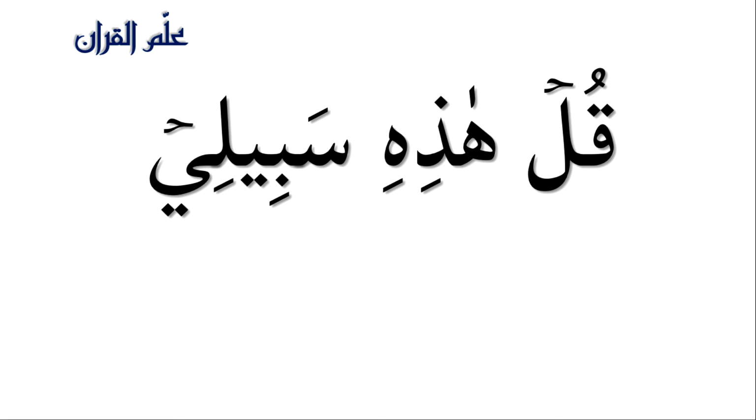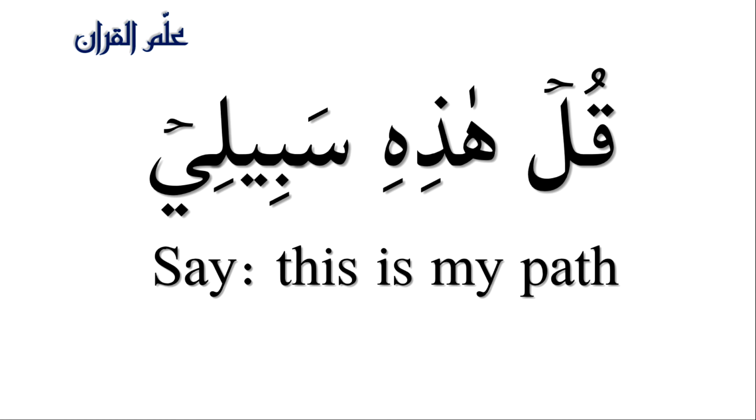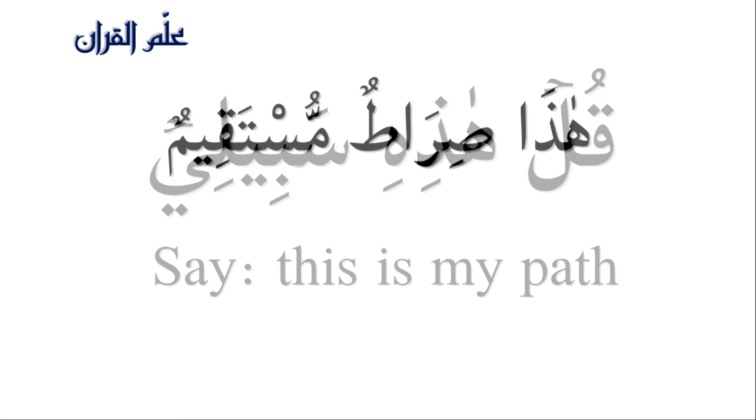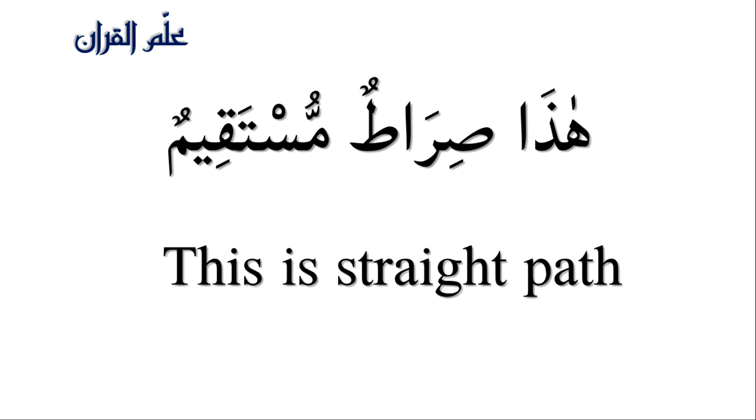قل هذه سبيلي, say this is my path. قل, say. هذه, this. سبيلي, my path. هذا صراط مستقيم, this is a straight path. هذا, this. صراط مستقيم, straight path. You can also say this is a straight path.